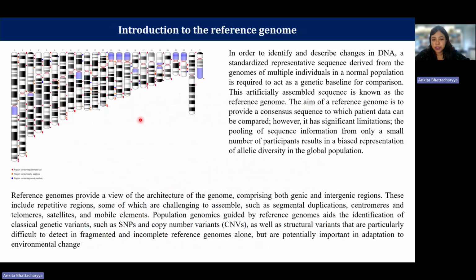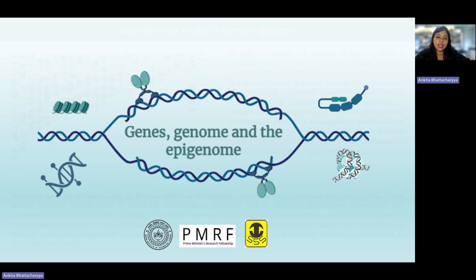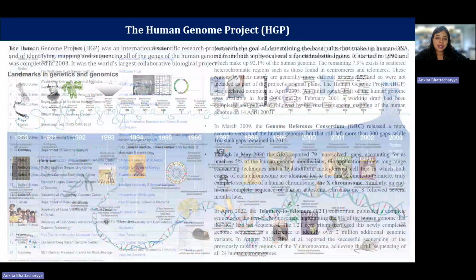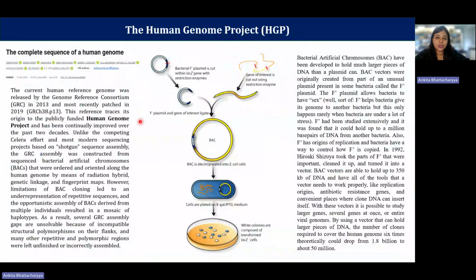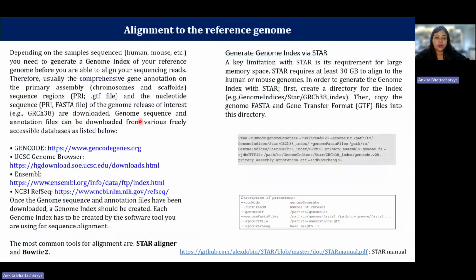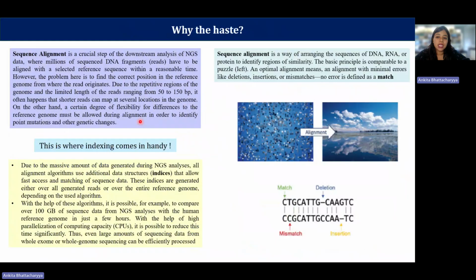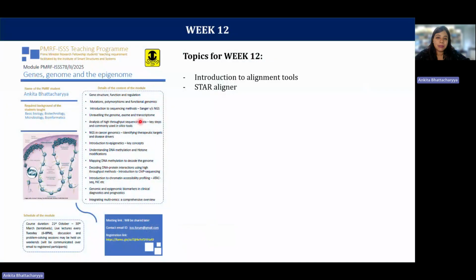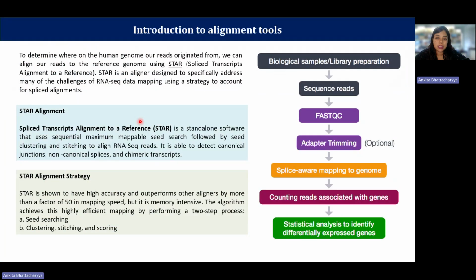And then we introduced the reference genome. We understood how alignment works. Now I'm going to brush through it just so that we can wrap up today's class. So this is the complete human genome sequence, the labs that contribute to the reference genome, the concept of indexing, why it's important, two strategies, global and local alignment. Then we discussed the alignment tool STAR. Very recently, I've revised this as well.